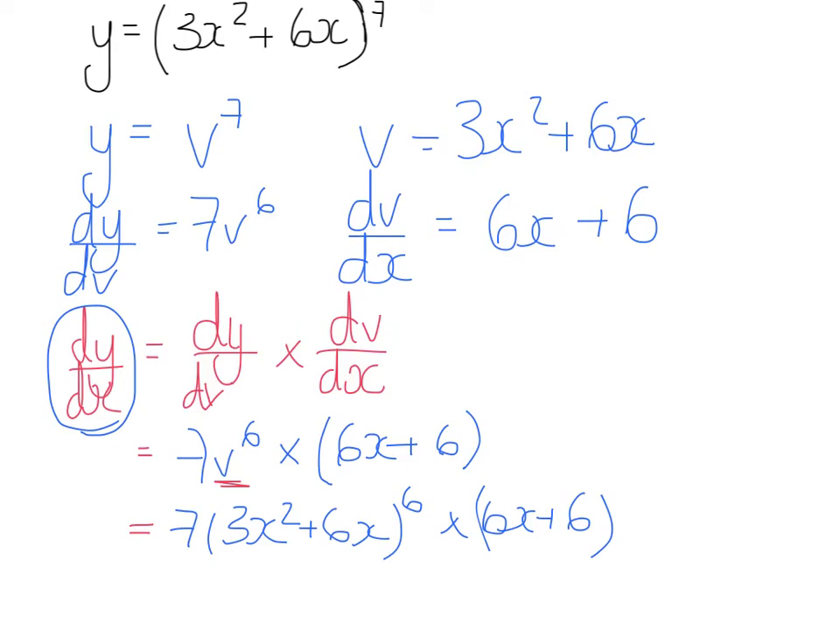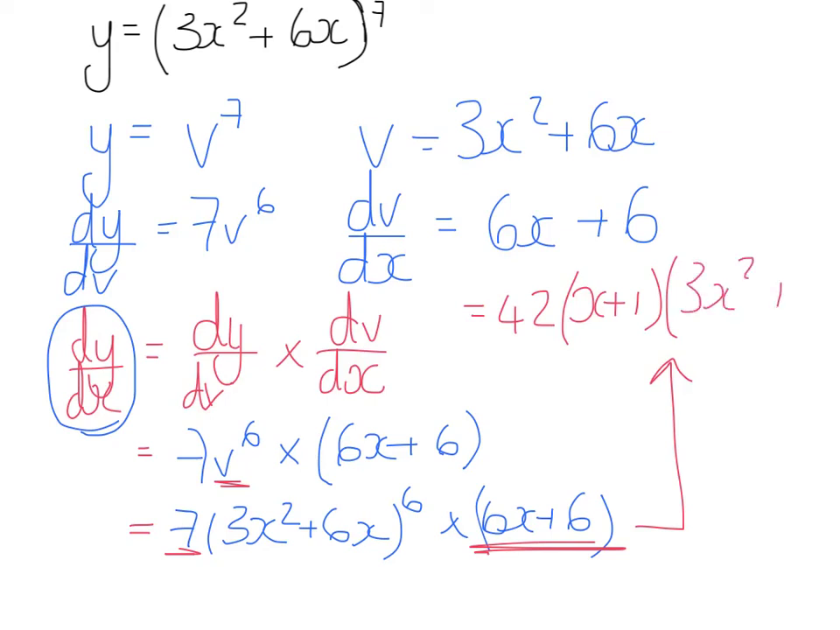And all we need to do now is tidy that up. So I'm going to factor out the 6 on this second bracket here and times it by the 7, so that's 42. I'm left with (x plus 1), and then (3x squared plus 6x) to the power of 6. And that's it, that's differentiating using the chain rule.